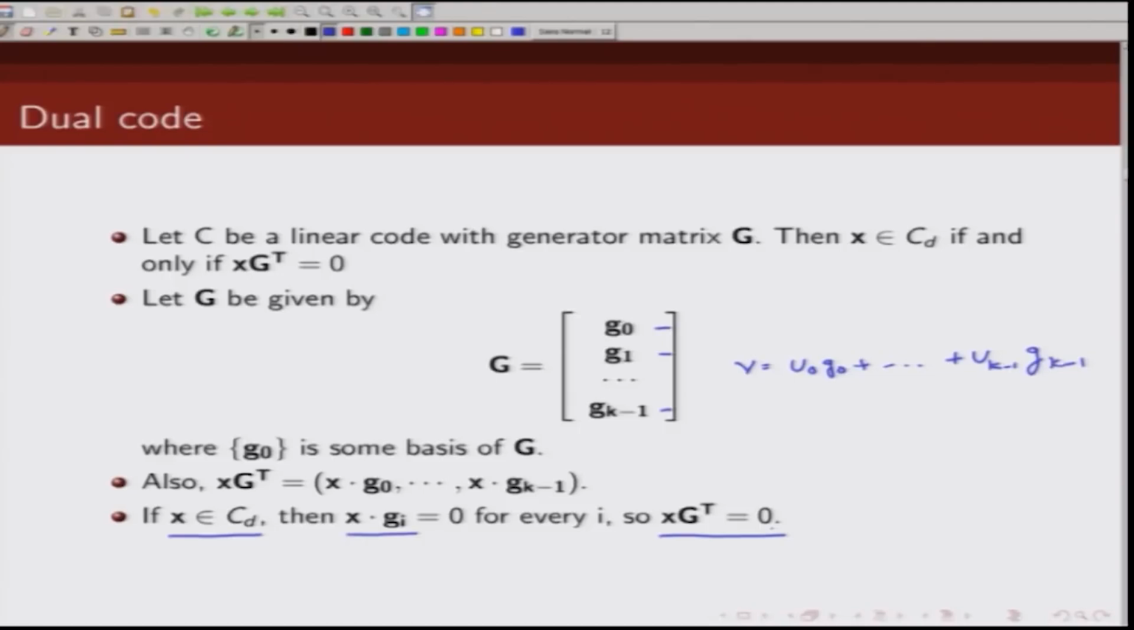So, what we have shown is, if X belongs to the dual code, from the property that the code words in the dual code and the code words in the original code are orthogonal to each other, we get this condition that the inner product of X with Gi's will be 0. In matrix form we can then write, because the inner product of X with Gi's is nothing but XG transpose, so XG transpose would be 0. Next, we are going to show that if XG transpose is 0, then X must belong to the dual code.